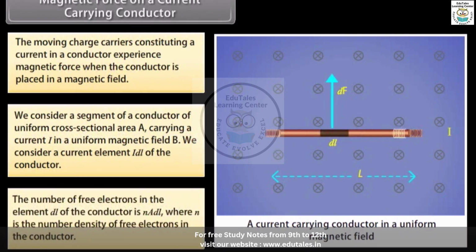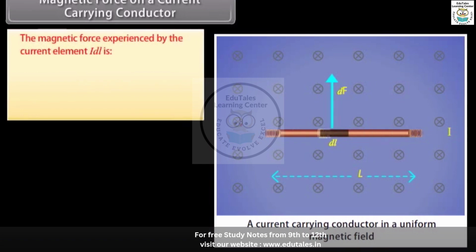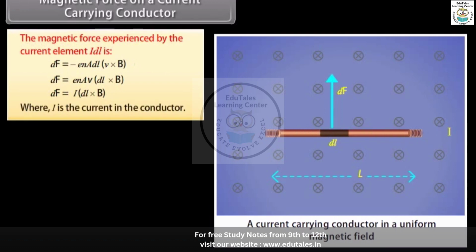The number of free electrons in the element dl of the conductor is nA dl, where n is the number density of free electrons in the conductor. The magnetic force experienced by the current element I dl is given by -e nA dl (v × B), which is equal to I (dl × B), where I is the current in the conductor.